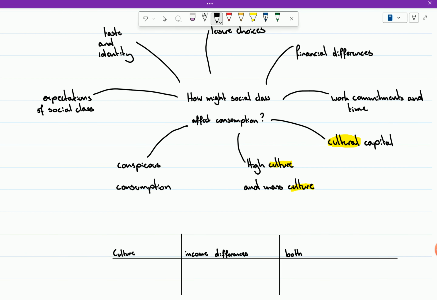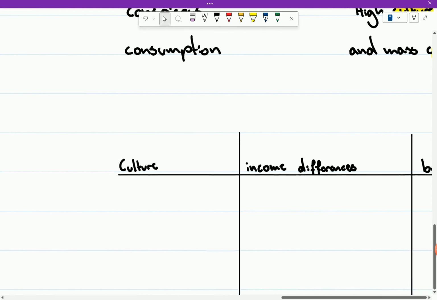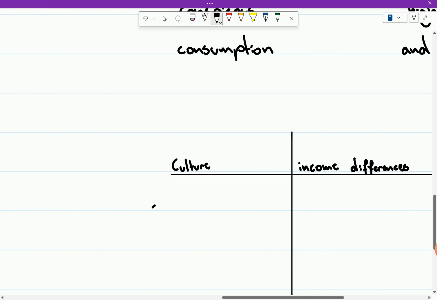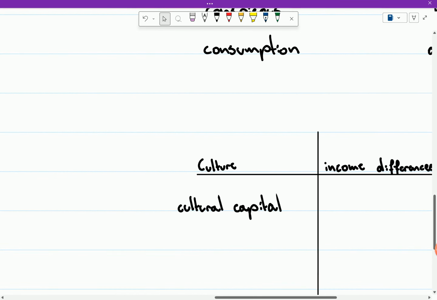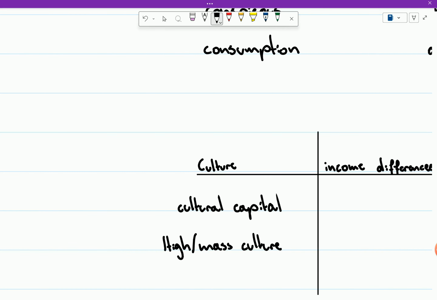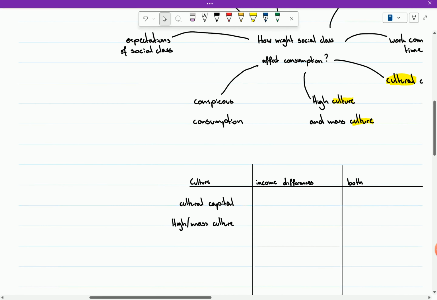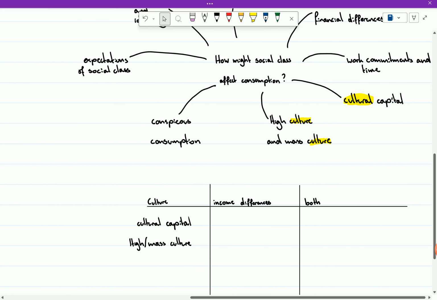So if we were to put here, cultural capital, and then high mass culture. So it's a very simple table, and you can see the categories I've got here. We've got culture, income differences, and both.